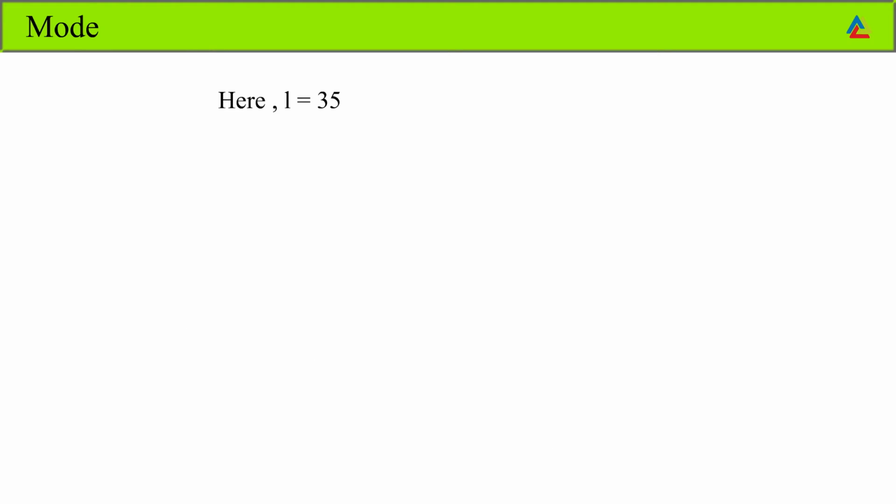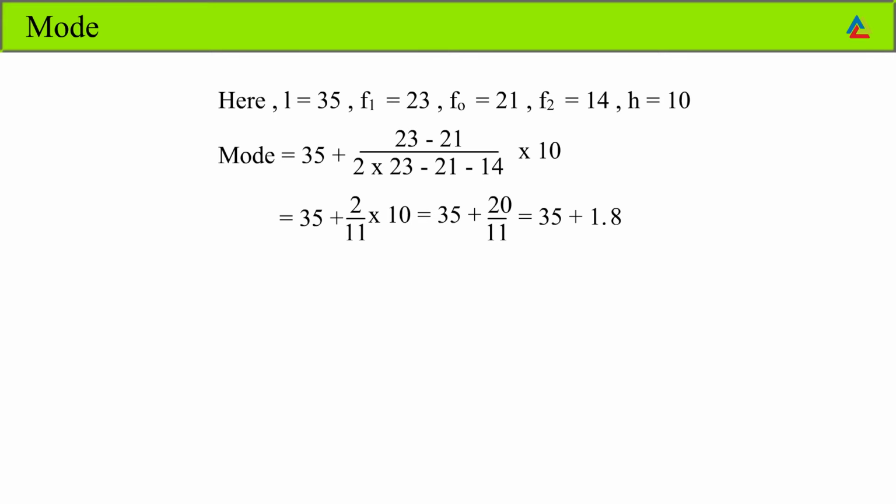In this example, lower limit of the modal class is 35. Hence, value of L is equal to 35. Frequency of the modal class F1 is equal to 23. Frequency of the class preceding the modal class F0 is equal to 21. Frequency of the class succeeding the modal class F2 is equal to 14. Size of the class H is equal to 10. Upon substituting these values in the formula and simplifying, we get mode is equal to 36.8 years.